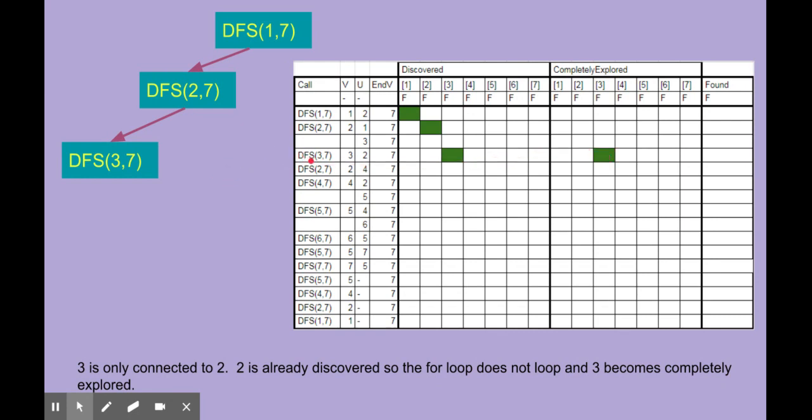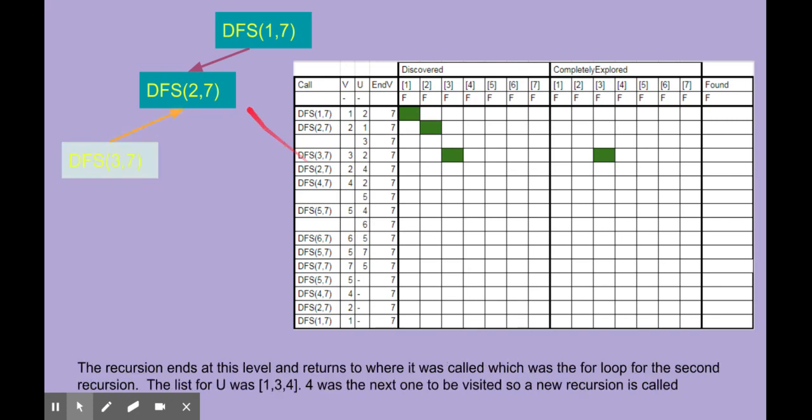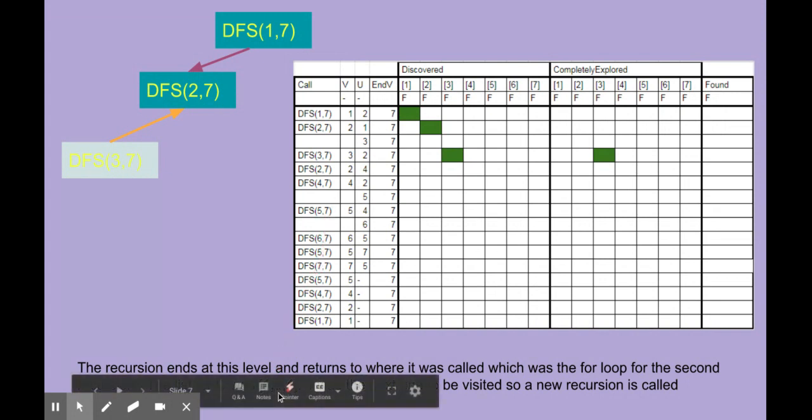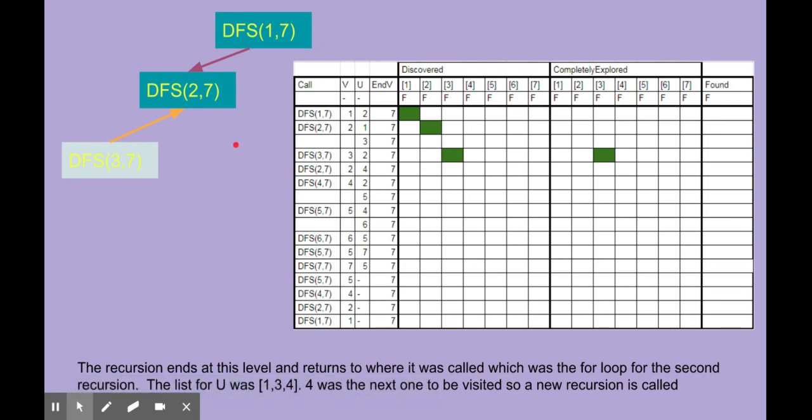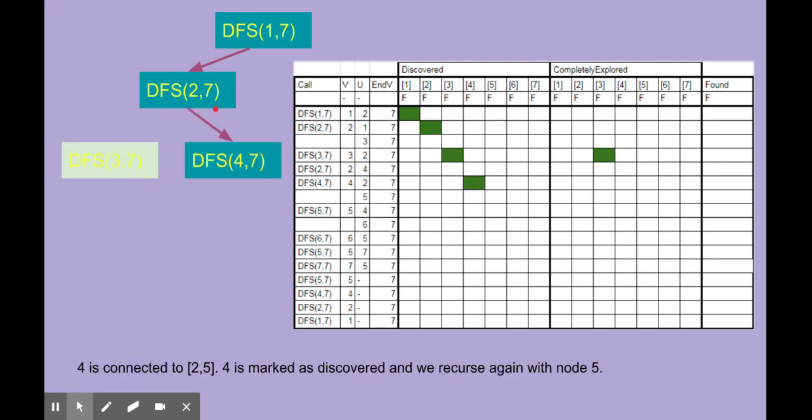So then from there, we're going back to where we were before, which is the 2, 7. We're in that loop, looping through. So we had 1, which we looked at, and 3, which keeps disappearing, was connected to 1, 3, and 4. We looked at 1, we looked at 3, and the next thing is 4 to visit. So we need to start a new recursion from here, which is DFS 4, 7.